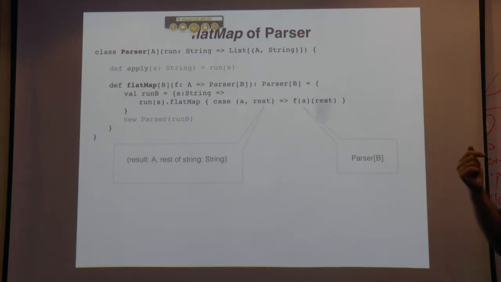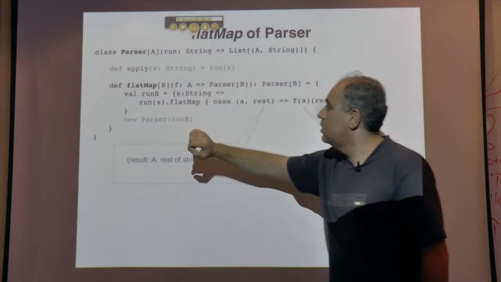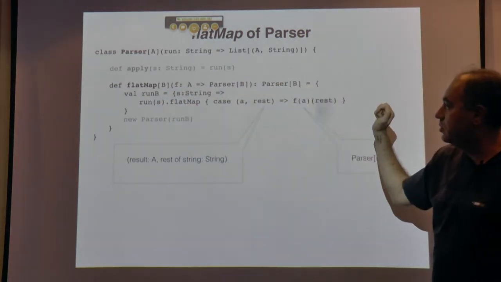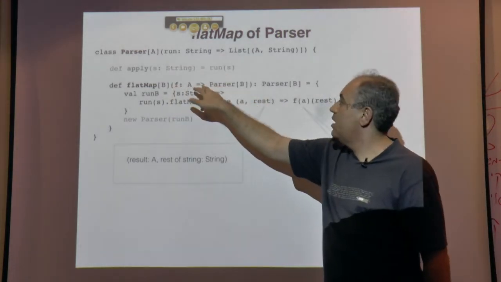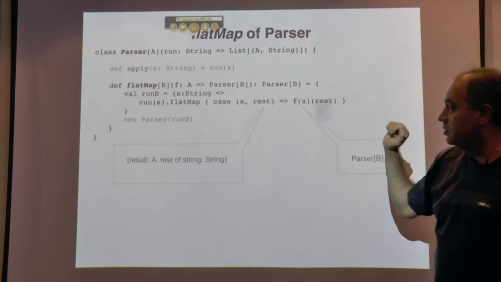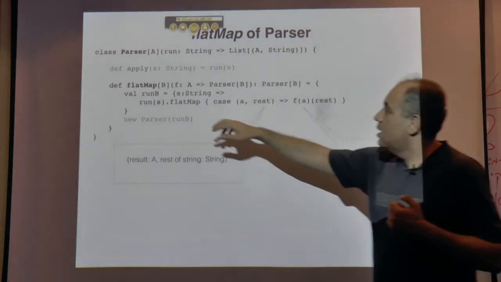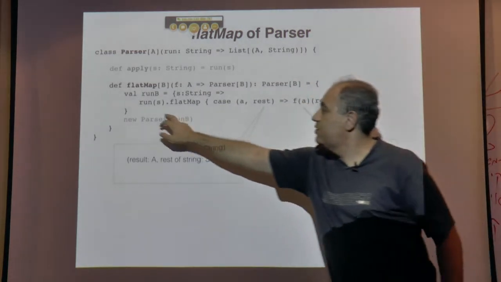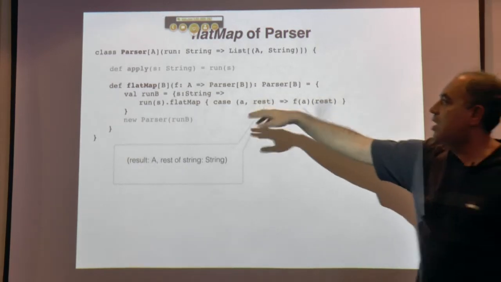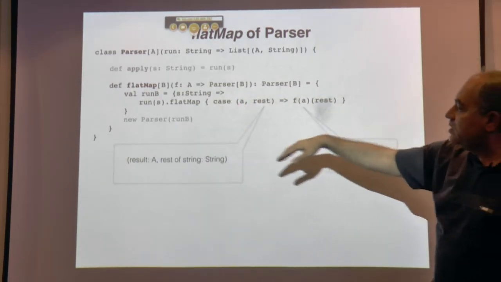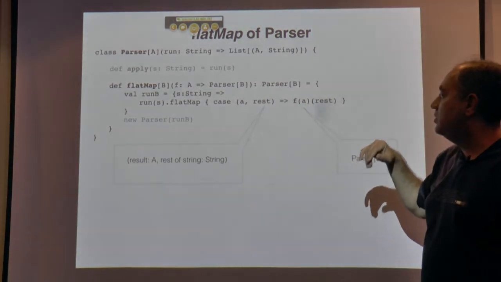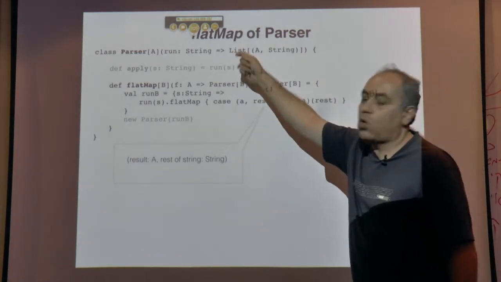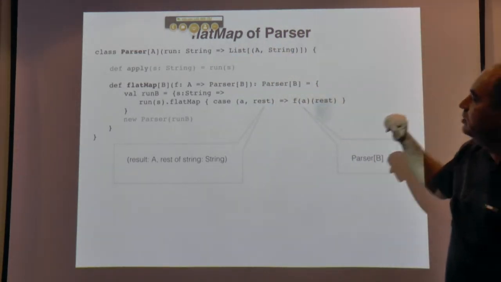Okay, how it works. First of all, flatMap returns a new parser of B. Given this parser and this function, it returns a new function, just like flatMap of list. This is the most interesting part. This new parser is what flatMap yields. This new parser does the following: it runs this function of this original parser first.